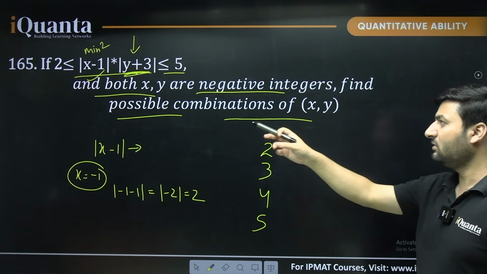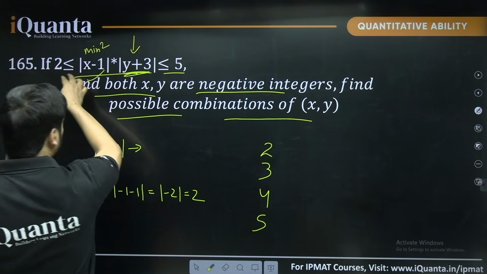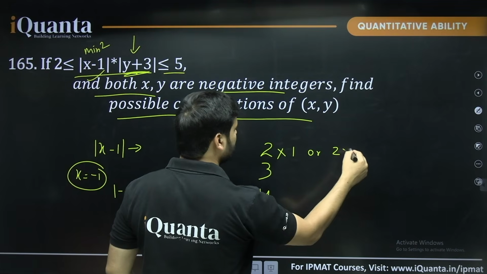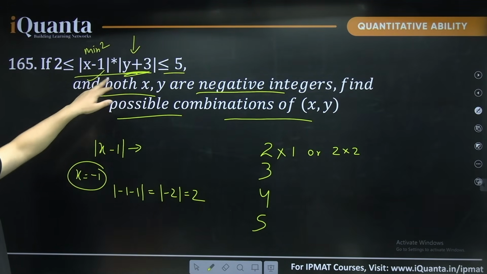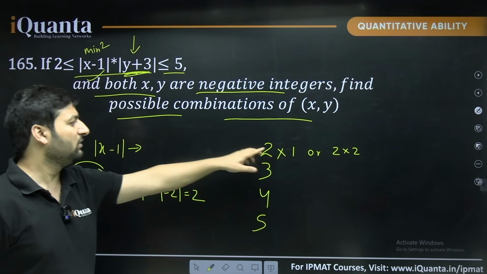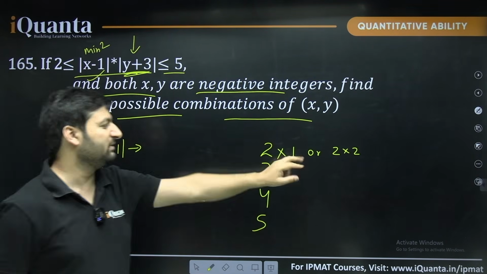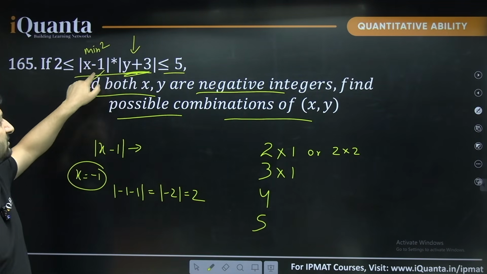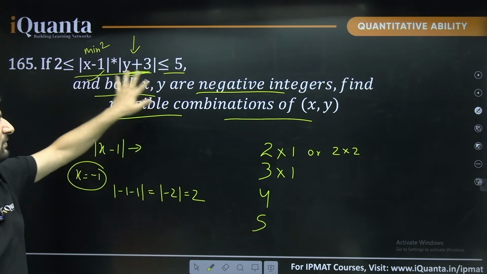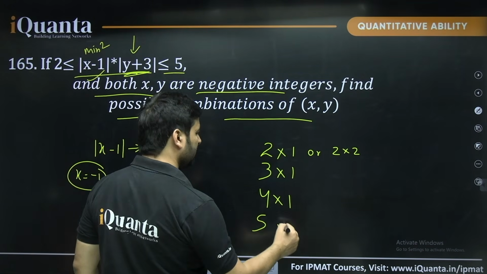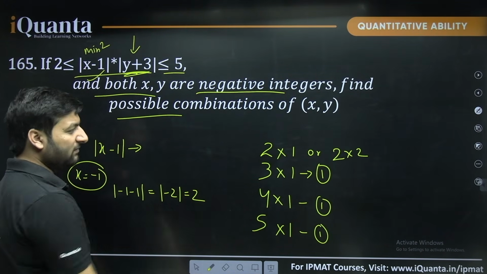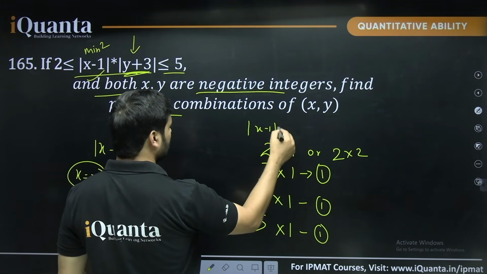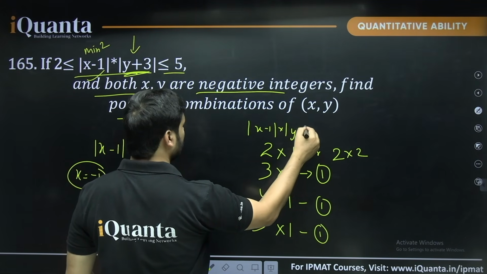Now let's talk about the other part. We want the product to be between 2 and 5. So if this is 2, we can have 2 into 1, or we can also have 2 into 2, because if this is 1 we have 2 into 1, which is 2, and if this is 2, then 2 into 2, that means 4. For 3, we can have 3 into 1 only, we cannot have 3 into 2, because 3 into 2 is 6, and 6 is not between 2 and 5. For 4 also we will have 4 into 1, and 5 also 5 into 1. Now once you have these values, this first one is going to become |x − 1|, while the other one is going to become |y + 3|.